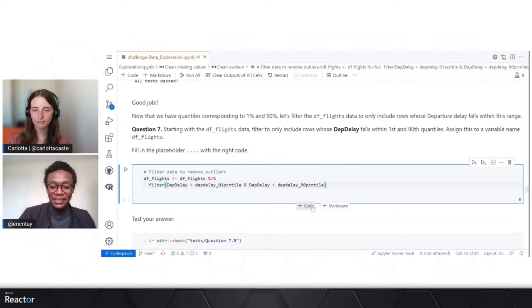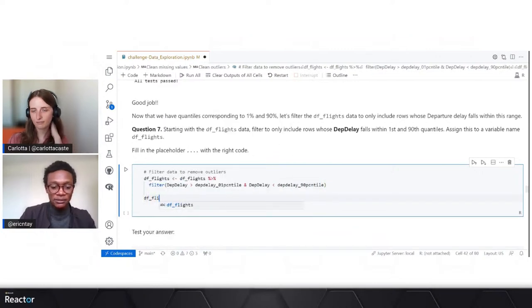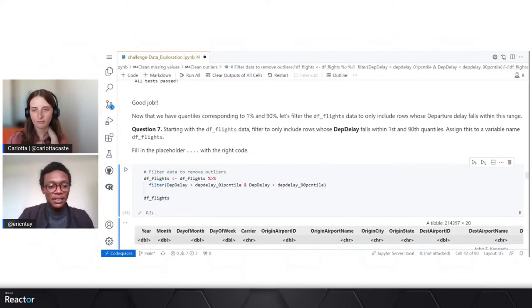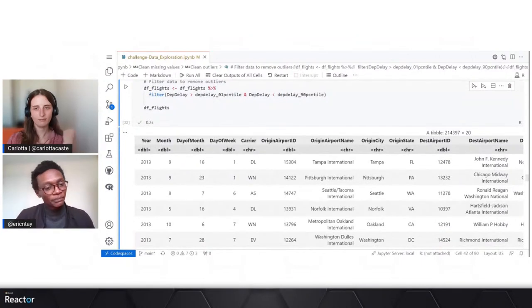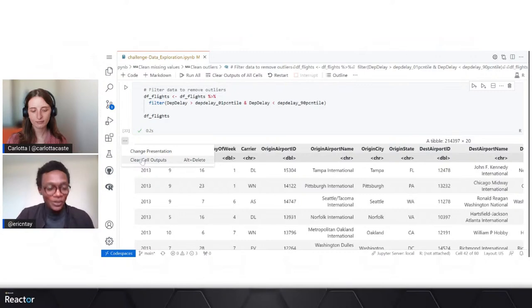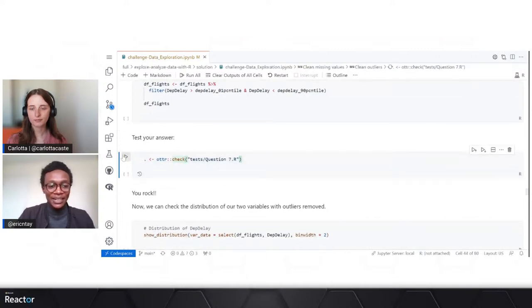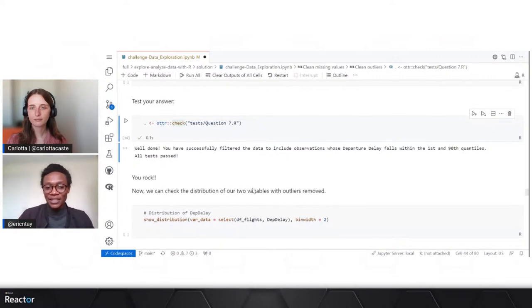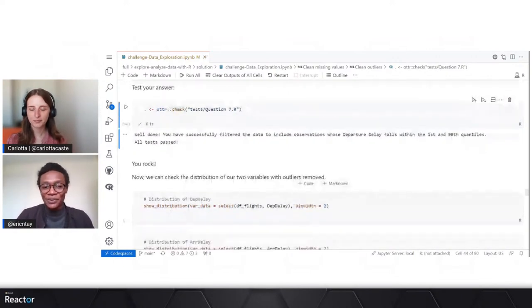And of course you can run the results. You can check the results manually. So let's run this. And yes, we get a clean data frame, a nice table where the values of departure delay are within the first and 90th percentile. So that's how we've dealt with outliers in these two columns. And again, we can check our answers to see whether they are correct. And yep, we are on the right track. So Carlotta, now that we have outliers removed, it would be really nice to show the distribution again, right?